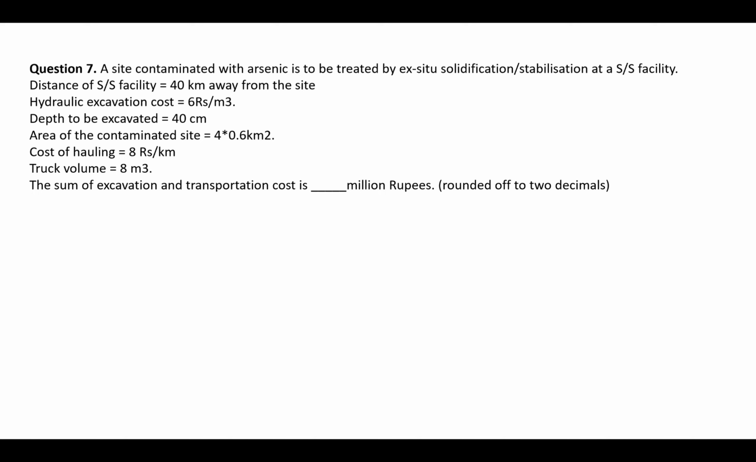So let's see how to solve this question. So we have been given the volume of the soil. Okay, so we'll find out the volume of the soil. So let's write everything which is given. Depth which will be excavated is 40 centimeter. We have been given the area of contaminated site.